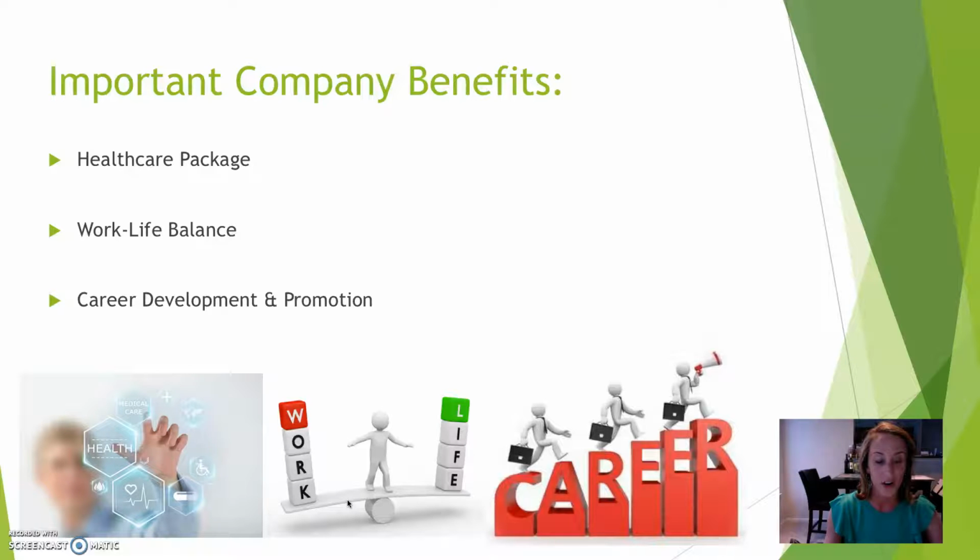So as far as healthcare packages, with the ever-changing healthcare industry, people are really looking for employers who cover a majority of the medical benefits. They're looking for employers who are associated with prominent healthcare insurance companies. For example, in Massachusetts, Harvard Pilgrim and Tufts Medical are 2 excellent insurance companies that are widely accepted.